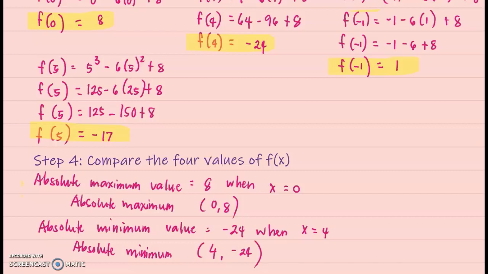So that's it. That's how to find the absolute maximum value and absolute minimum values of a function on a defined interval using the 4-step computation.